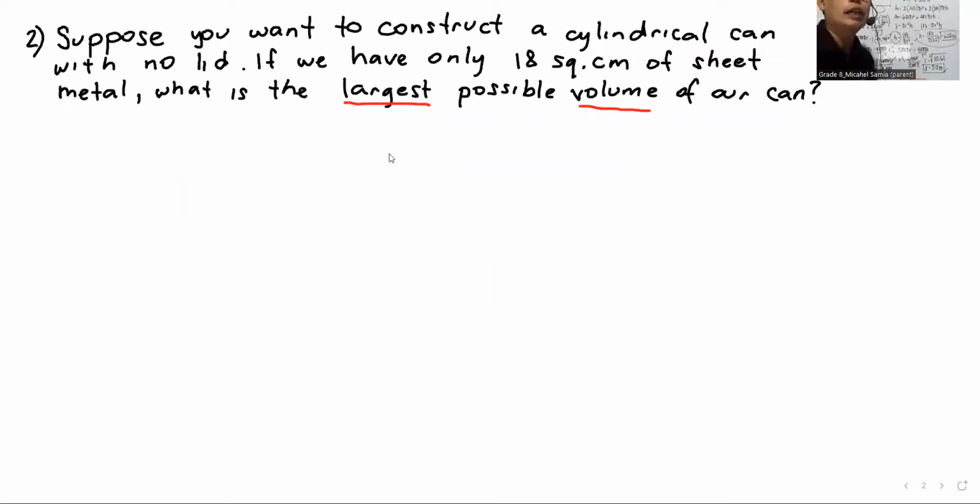Okay, so let's see the second problem. The second problem is: suppose you want to construct a cylindrical can with no lid. If we have only 18 square centimeters of sheet metal, what is the largest possible volume? Okay, it's actually the same as this one, but volume is not given. So try to solve it. Let us look for the largest possible volume. Okay, I remember there's no lid, so we have no top.